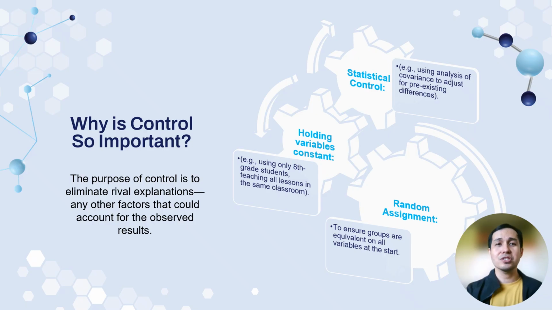Control is what allows us to eliminate rival explanations, all the reasons that could explain why the dependent variable changed. We achieve control in several ways. First and foremost, through random assignment. We can also hold variables constant, for instance by using only ninth grade students in the same school. Finally, we can use statistical techniques like analysis of covariance, or ANCOVA, to statistically control pre-existing differences like prior knowledge. Control is the shield that protects our claim of causality.